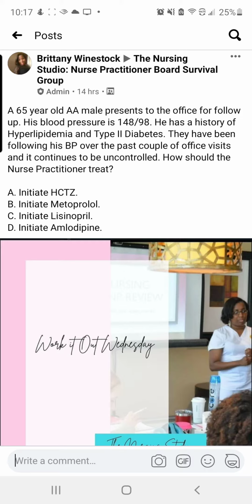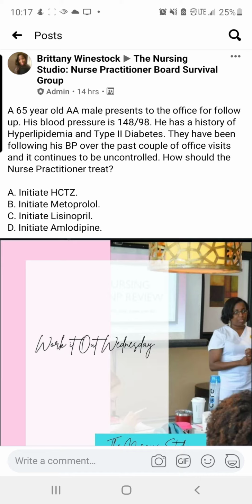So remember, we always look at the stem of the question first. So how should the nurse practitioner treat based on these findings? So first, I want y'all to remember that we're no longer doing JNC8 on any of the tests at this point. We're going by the ACC and the AHA guidelines. So this patient, we don't need to worry about the age, but we see that their blood pressure is 148/98.